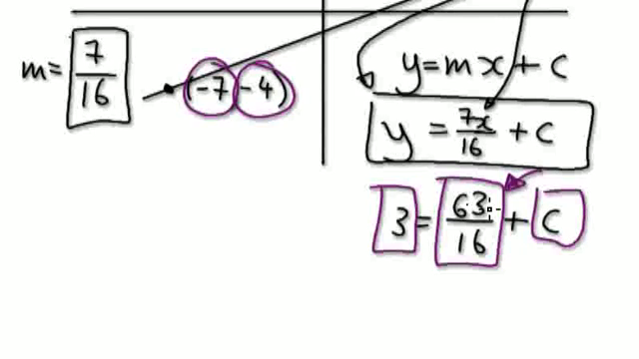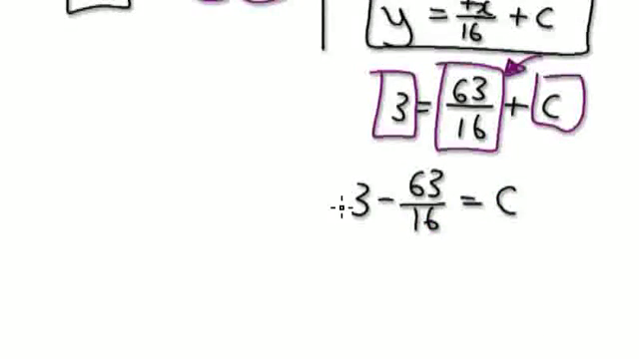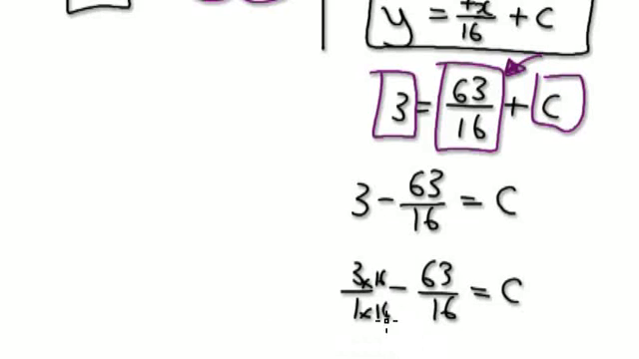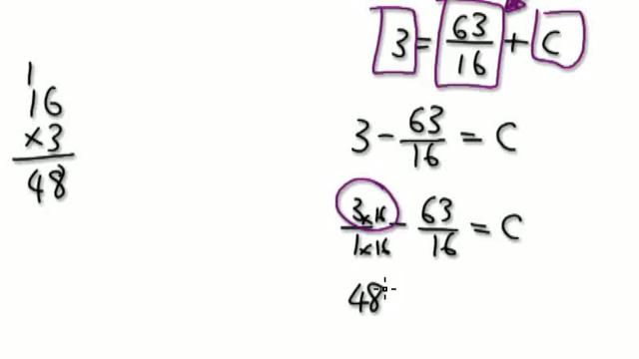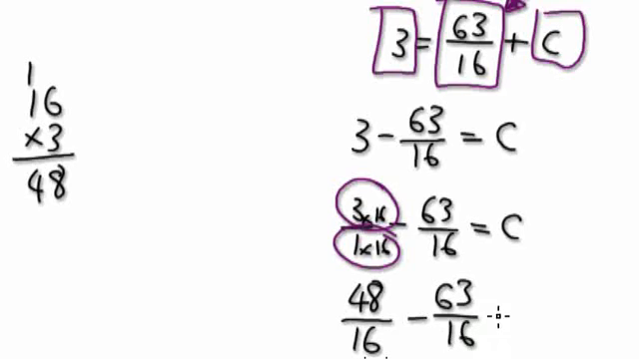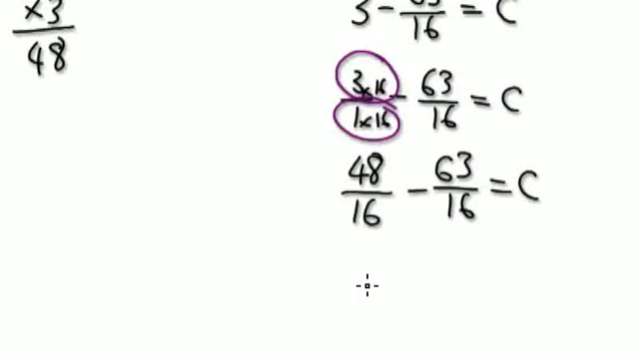So you want c on its own. So take away this block from both sides. So this will be 3 take away 63 over 16 equals c. Turn this 3 into a fraction, so it will be 3 over 1 take away 63 over 16 equals c. Now times top and bottom here by 16, just to get the two denominators to be the same. So 16 times 3, that would be 18, carry the 1, 3, 4, 48. So this bit would be 48 over 16, take away 63 over 16 equals c.